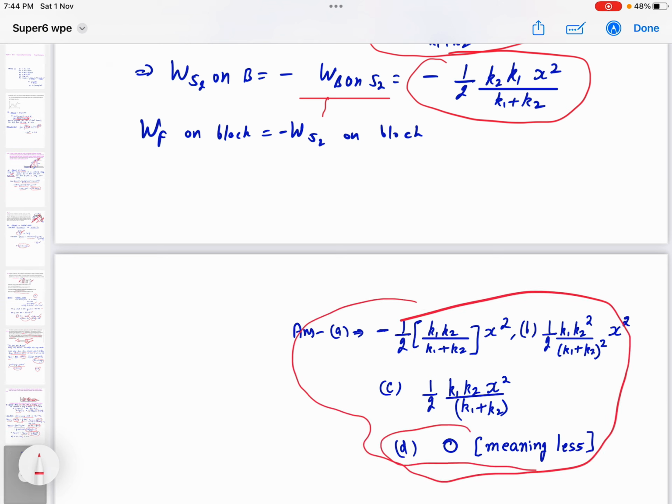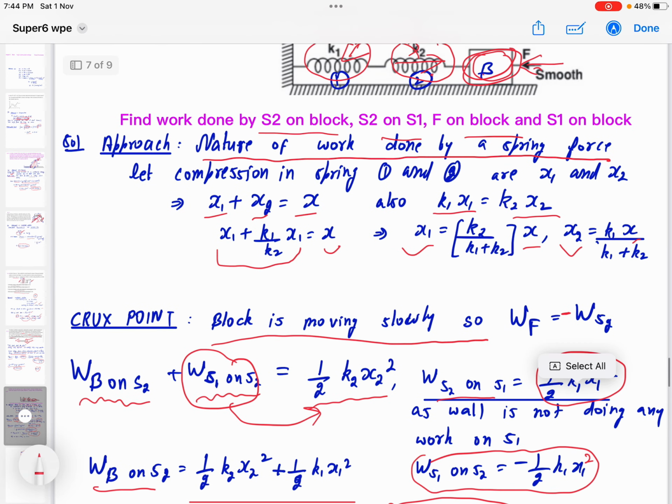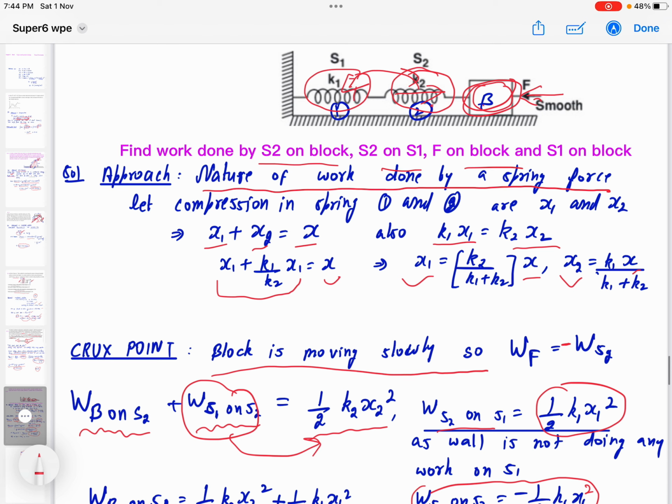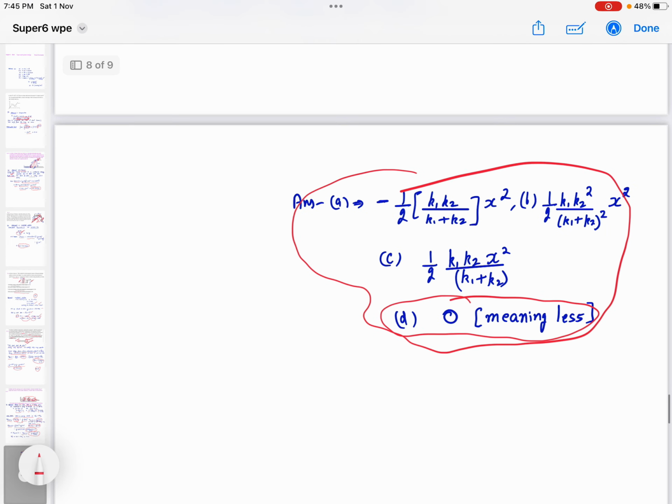So here is one more interesting answer, 0 or meaningless. What is that? Work done by S1 on block. So 0 or what you can say meaningless. Why? Because there is no interaction between S1 and B. So with no interaction between them, how can we say work done by spring force like S1 on B? So that's why I wrote here meaningless.